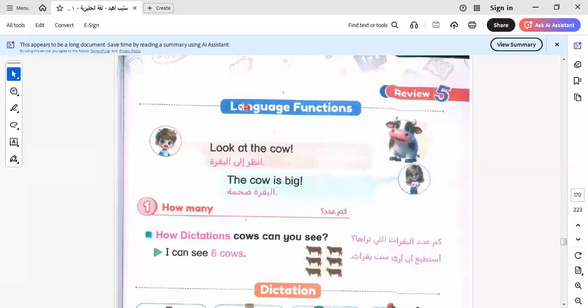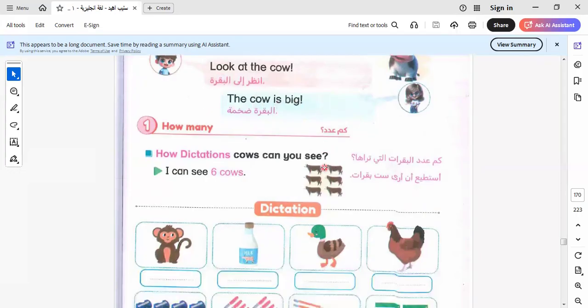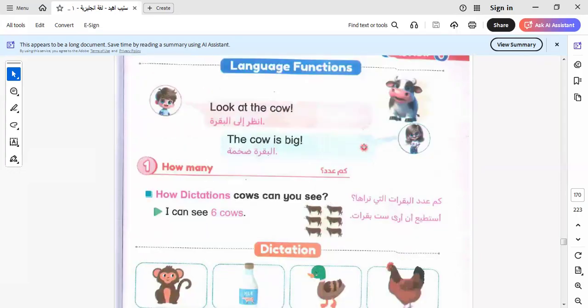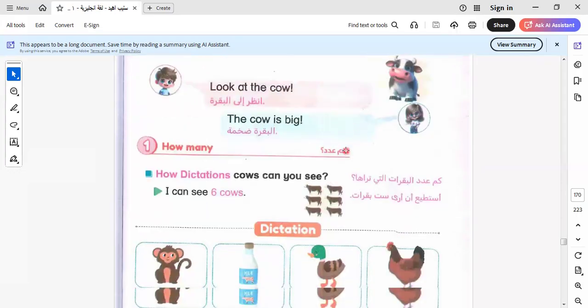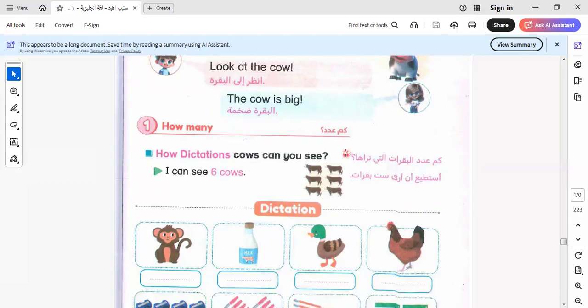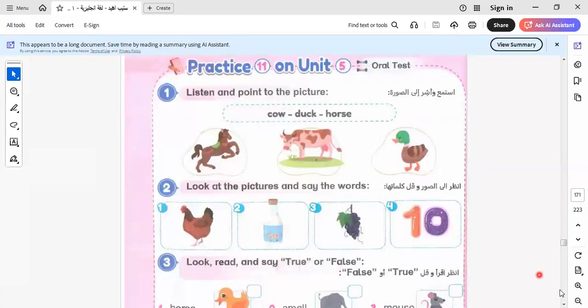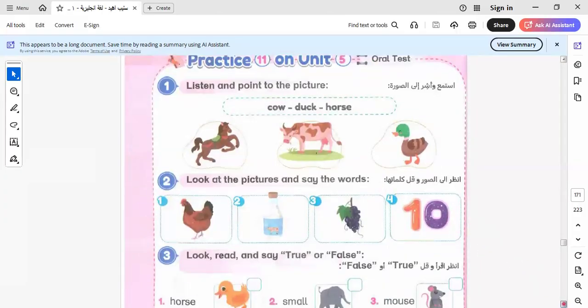Here we say language function. Here we talk about, look at the cow. The cow is big. We talk here about the adjective. We say the cow is big. The monkey is small. Or we say the lion is strong, and so on. Okay. Here is the practice on unit 5.